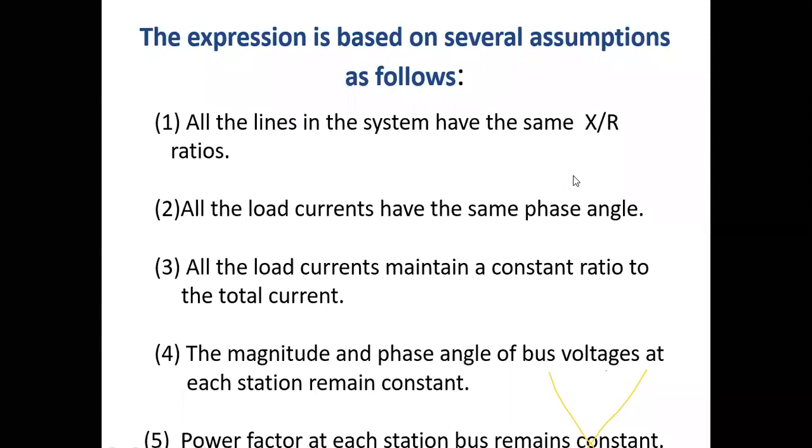For this, we have to assume some parameters, which are present in this slide. The basic point of why we need several assumptions is to minimize the length of the derivation, or we can say, to simplify the derivation.